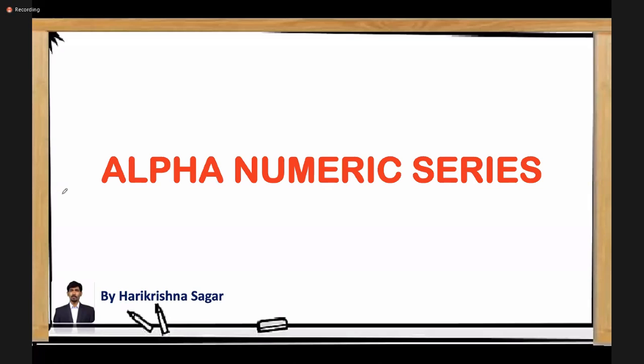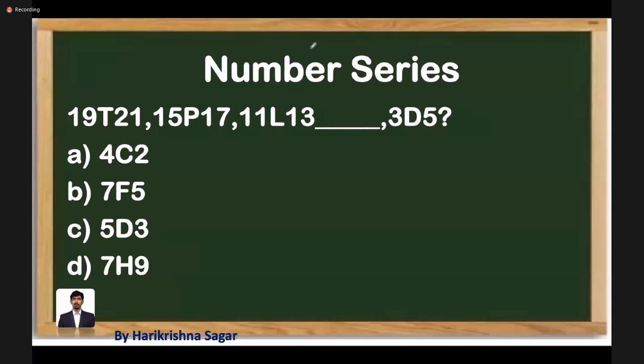Look at the next item. That's nothing but questions which are based on alphanumeric series. Let's try to understand how alphanumeric series questions are given. We can observe this is 19, 15, 11 and 3. So what is the pattern here? 19 minus 4 is 15, 15 minus 4 is 11, 11 minus 4 is 7. The answer should start with 7.